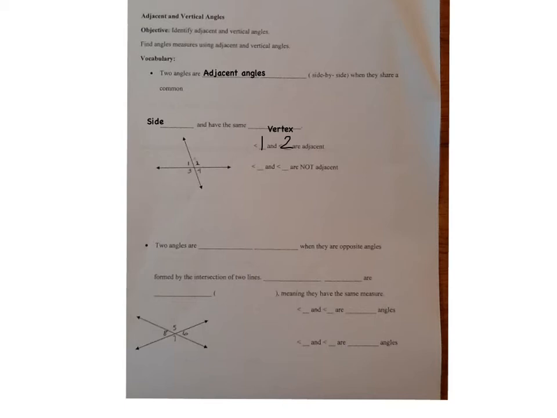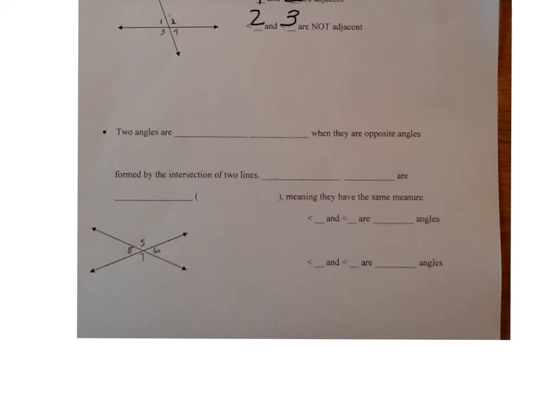But our next part asks, what angles are not adjacent? Well, if you look at angle 2 and angle 3, they are not next door to each other or side by side. So they can be considered not adjacent. Let's look at our next part.